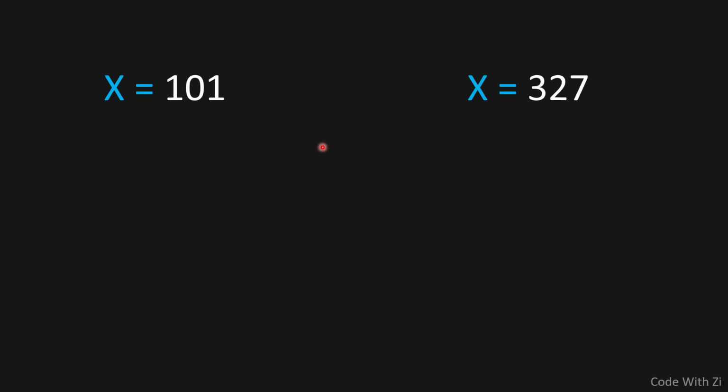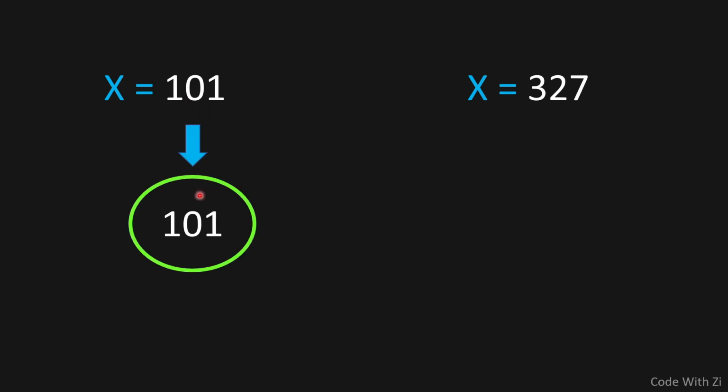I will not finish this video until I make sure you fully understand how to solve this problem. So as you know, this number here, 101, is going to be a palindrome number because it reads the same way when we read it from left to right and when we read it from right to left. But this number here is not a palindrome, because when we read it from left to right, it's going to be 327, and when we read it from right to left, it's going to be 723. So it's a totally different number.